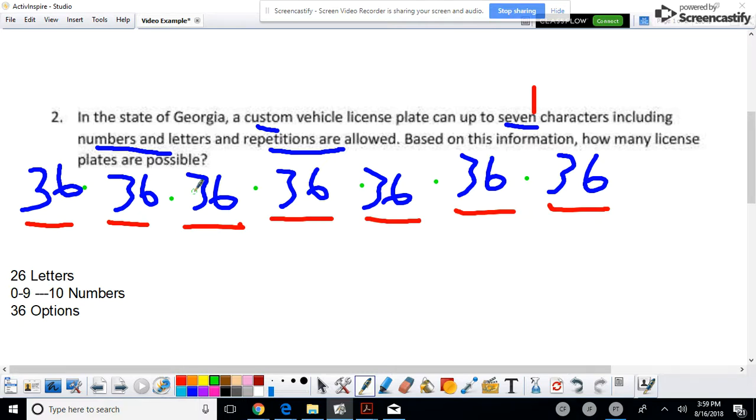So that's how you do it when repetitions are allowed. If repetitions are allowed, the number pretty much stays the same because you have all options at your disposal. And once you put that in your calculator, you multiply it, you will see how many license plates are possible. All right, not doing that for the sake of time.